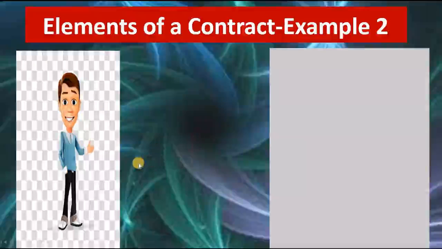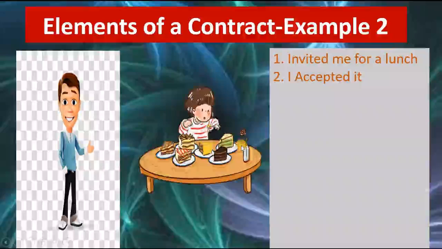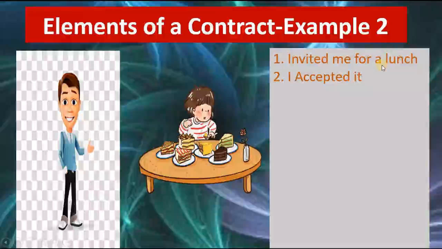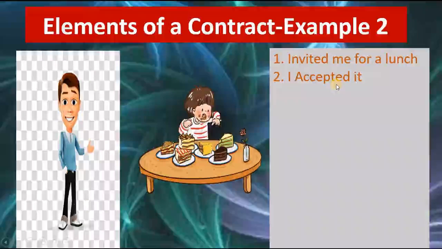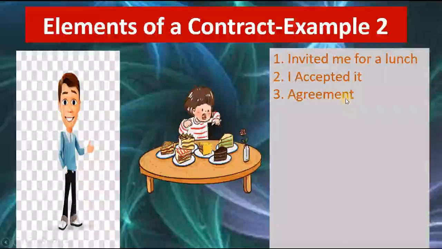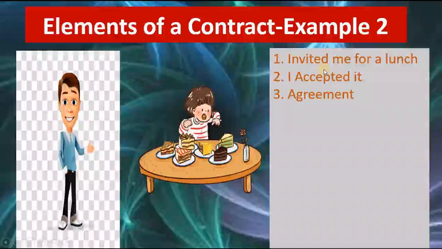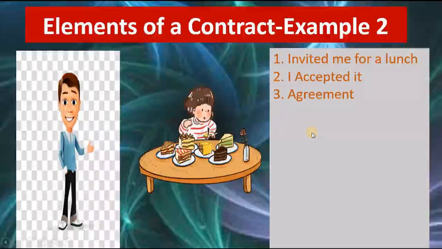Assume that Mr. Ashok invites me for lunch. With the imagination of a great lunch, I accepted the proposal. Here, inviting me for lunch is an offer, and acceptance by me is an acceptance. So it can be called an agreement, right? Agreement means a promise. Promise means acceptance plus proposal or offer. So it can be called an agreement.